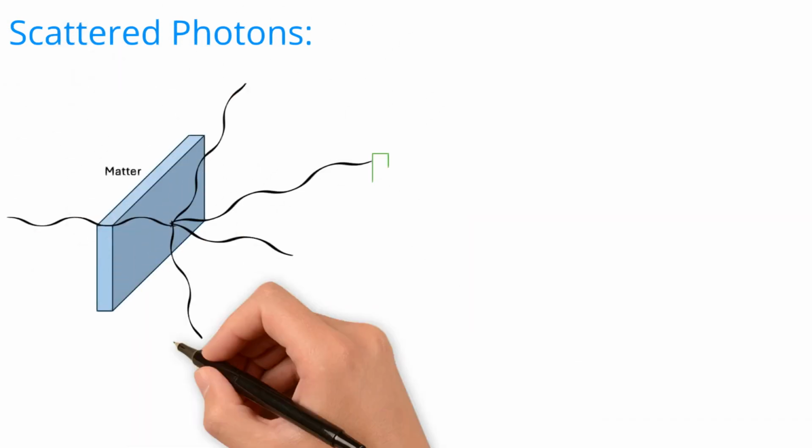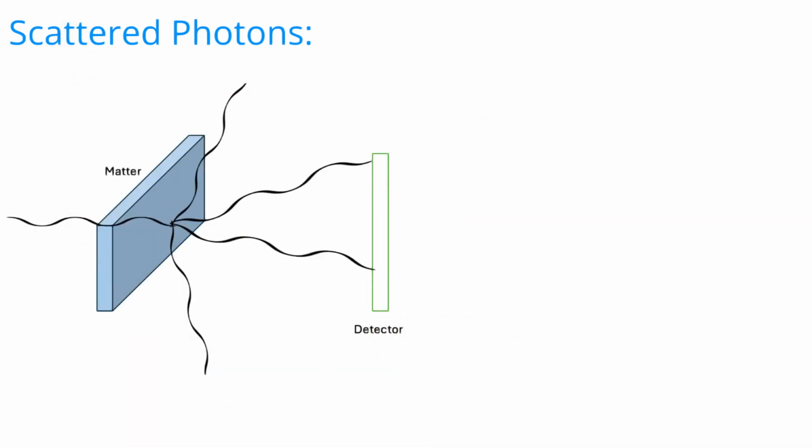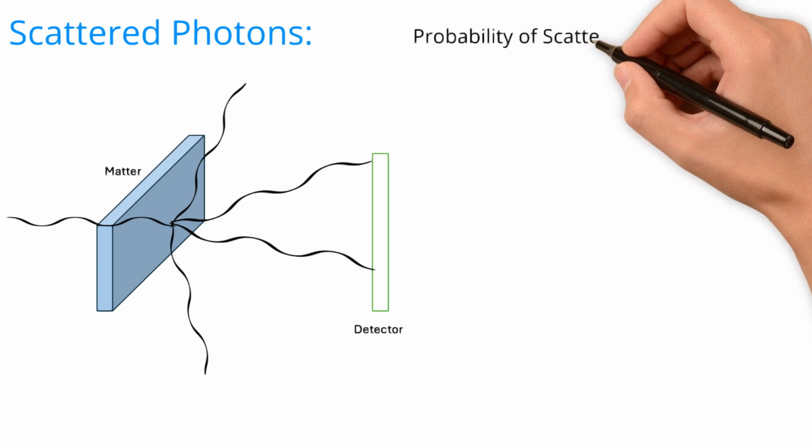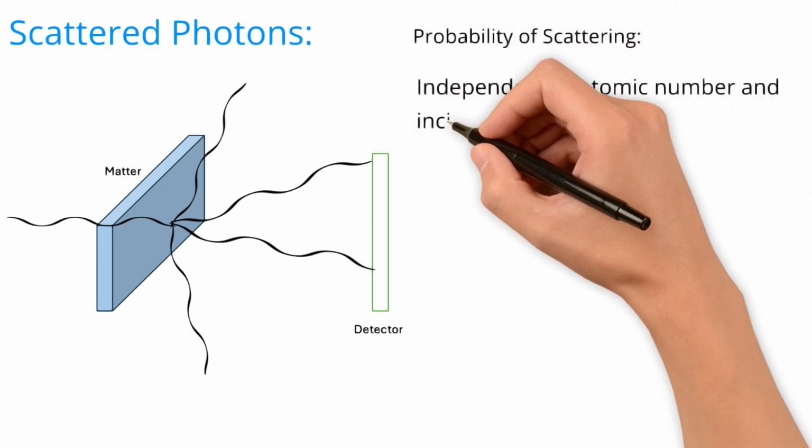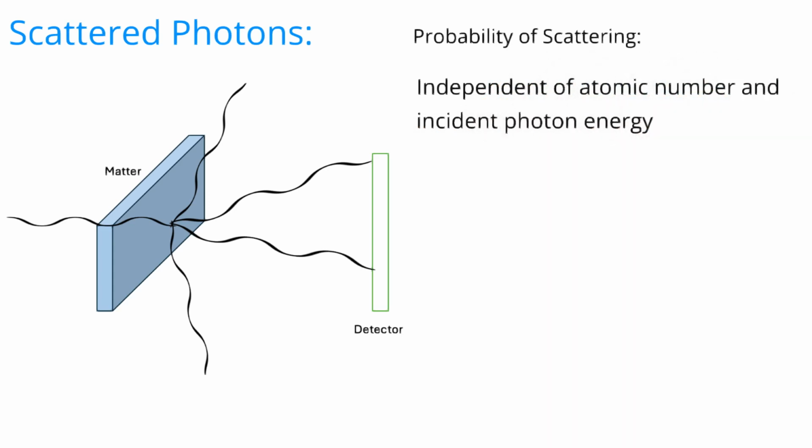The scattered photons which are produced travel in all directions and strike the detector. They therefore degrade the quality of the image by reducing contrast. The probability of Compton scattering is independent of both the atomic number of a material and the energy of the incident photons. This is in contrast to the photoelectric effect. Compton scattering therefore has a pretty constant contribution to the overall mass attenuation coefficient. The contribution is independent of both energy and atomic number.